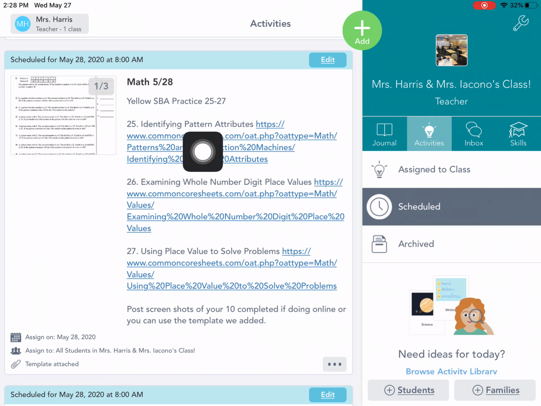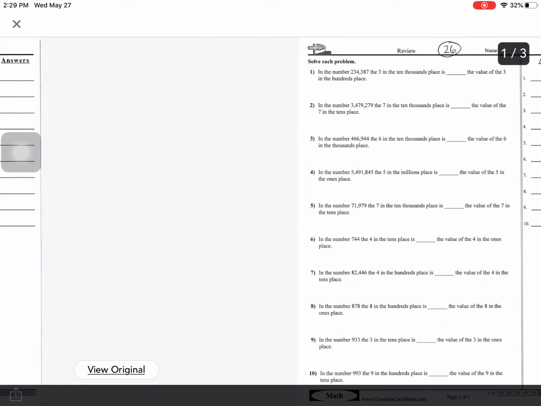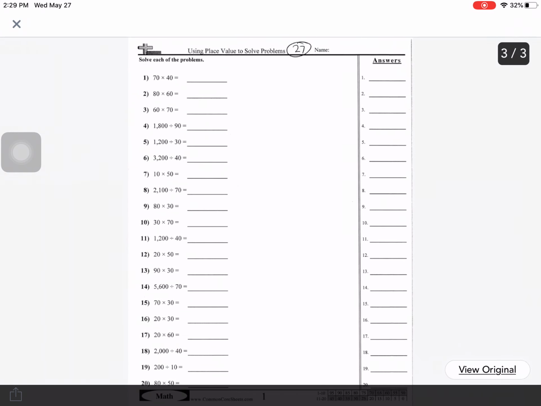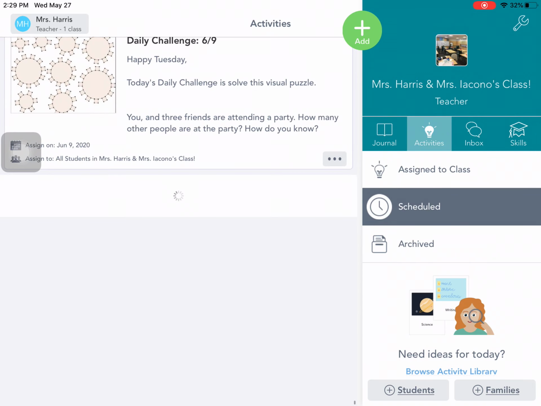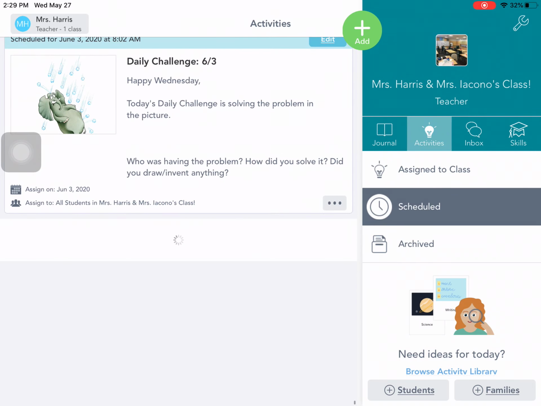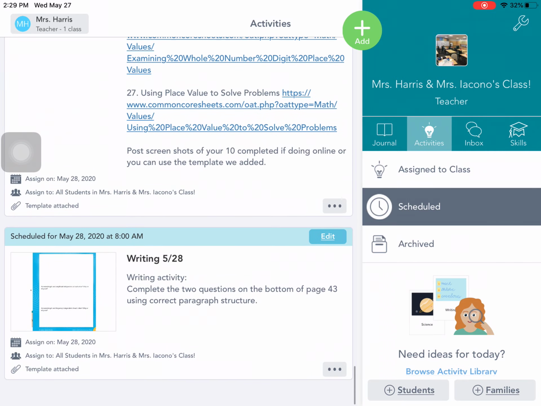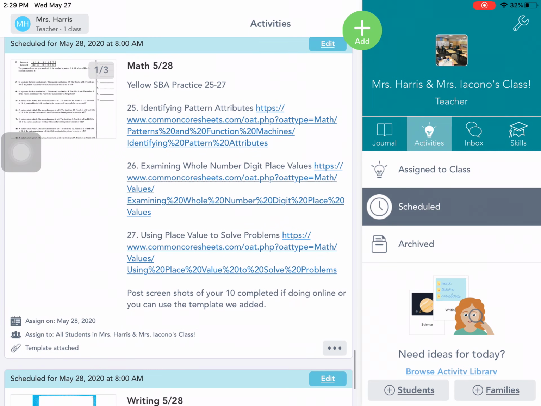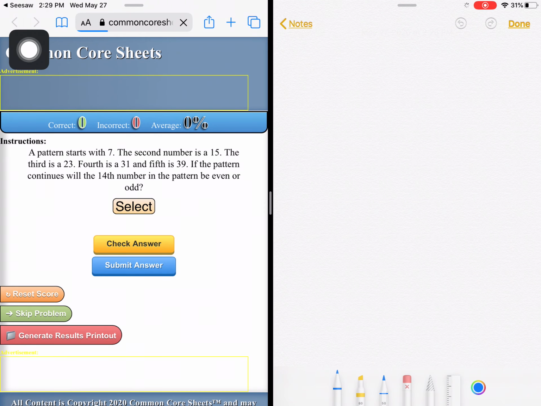So the first one is identifying pattern attributes. Mrs. Iacono and I have put a template of a worksheet on here. It looks like this. You can do the worksheets or you can click on the links. It's up to you. The links will take you to the website, and I'm going to go to the website to do them, just because I don't want to do your worksheet for you. So I'm going to click on that, and I have my notepad open so that I can do the math.